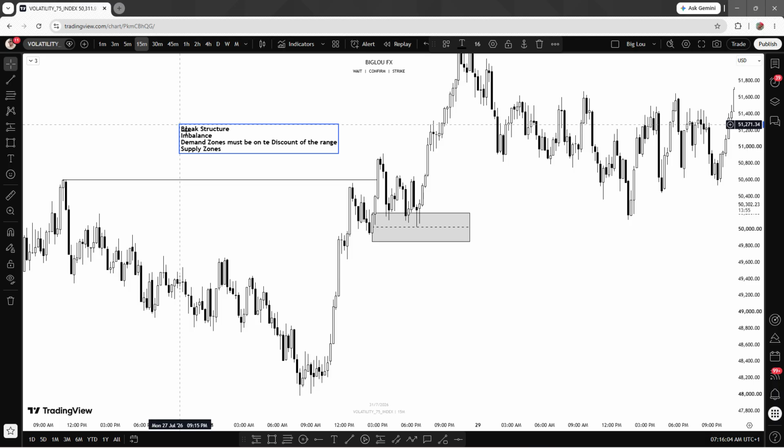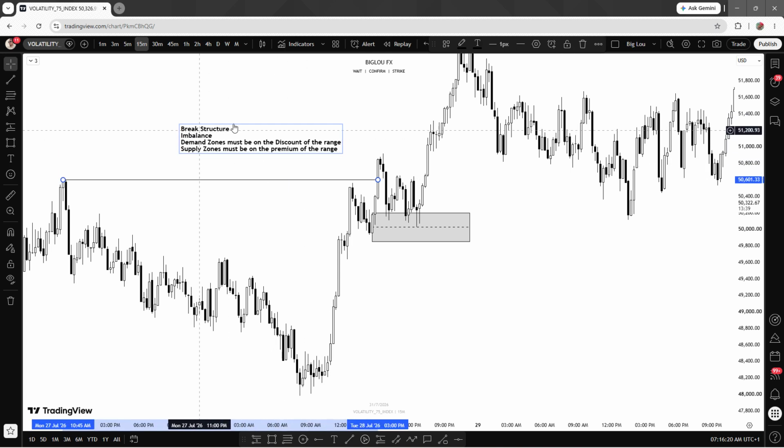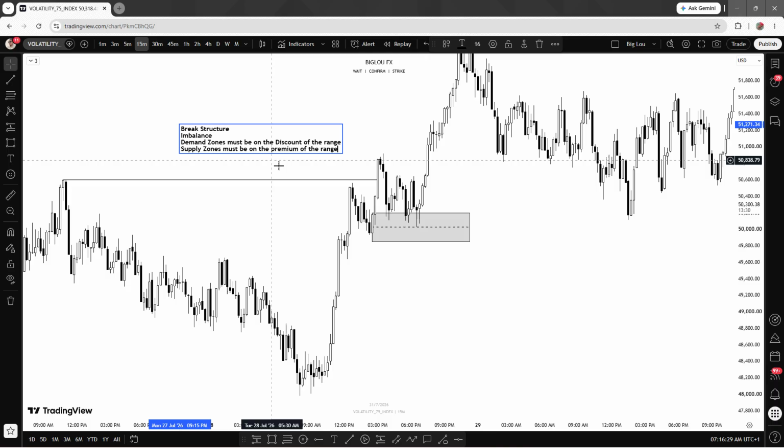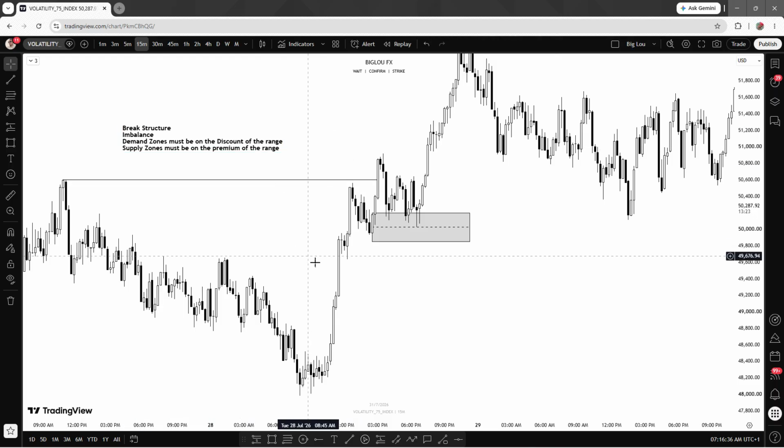Supply zones must be on the premium of the range. So this is what validates a zone. The zone has to break structure. The zone must have some imbalance. And if it's a demand zone, it must be on the discount of the range. If it's a supply zone, it must be at the premium of the range. So when you have all this set together, it validates your zone.